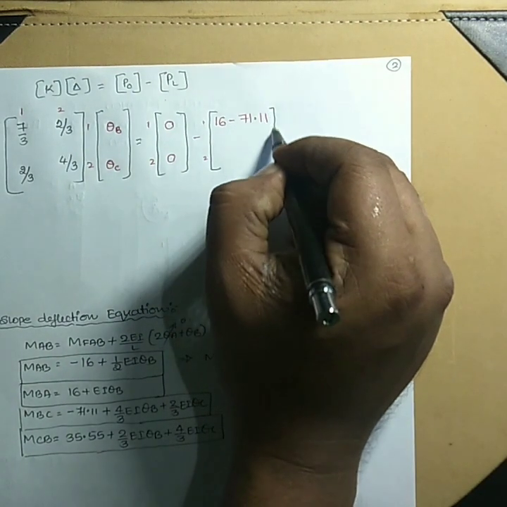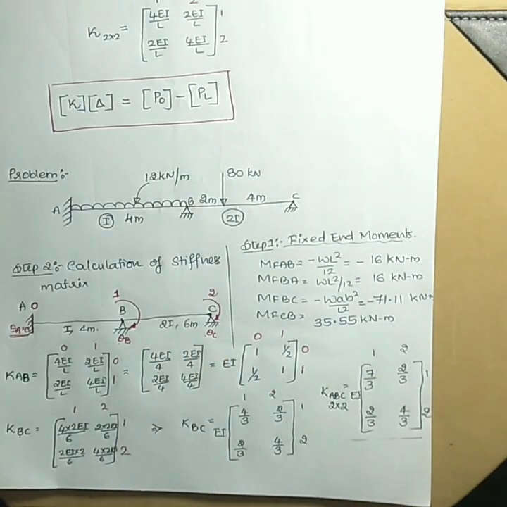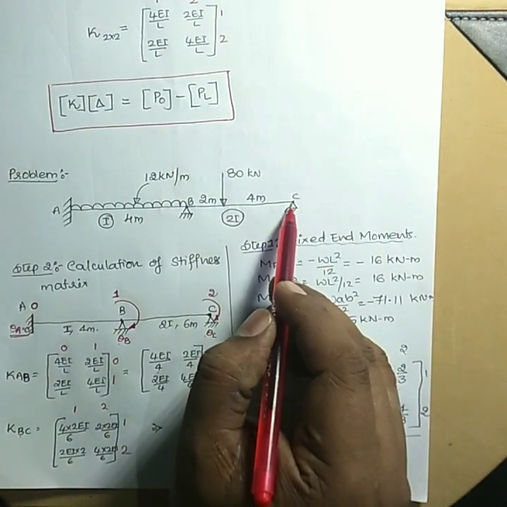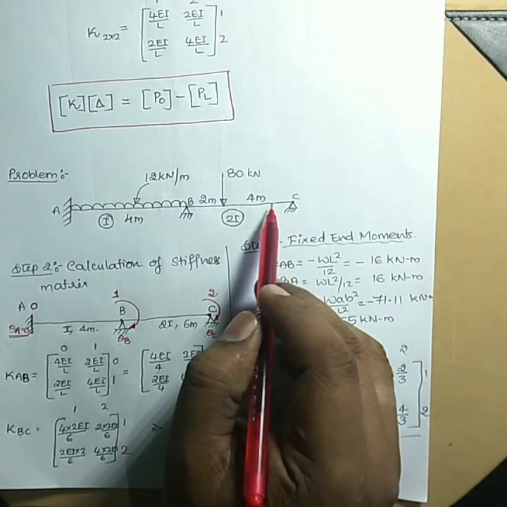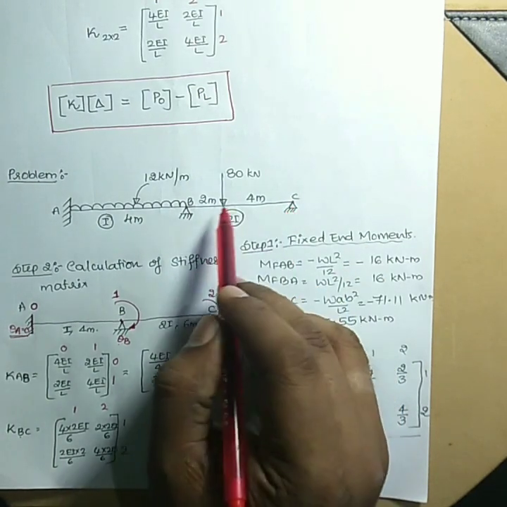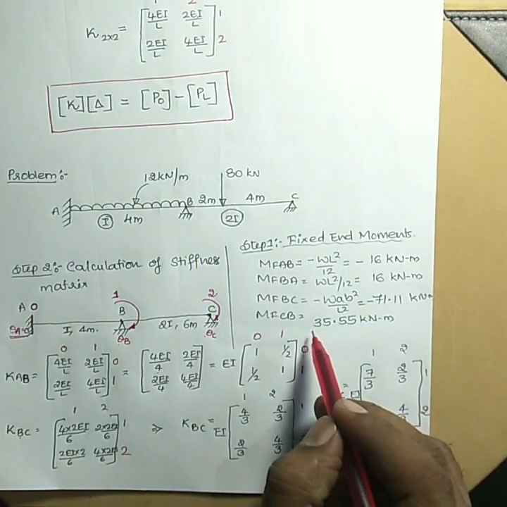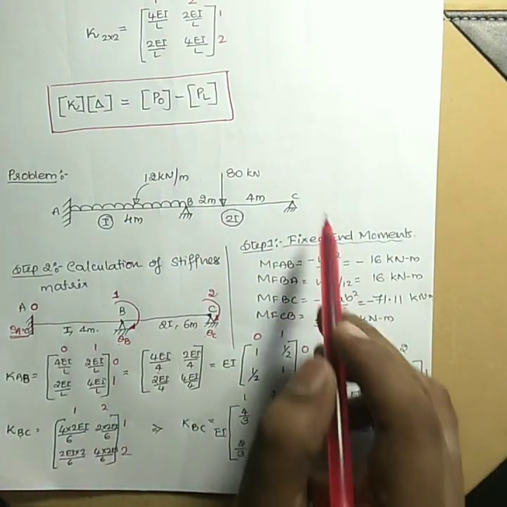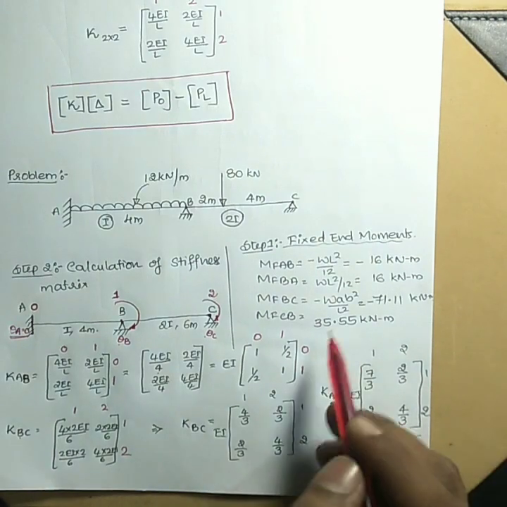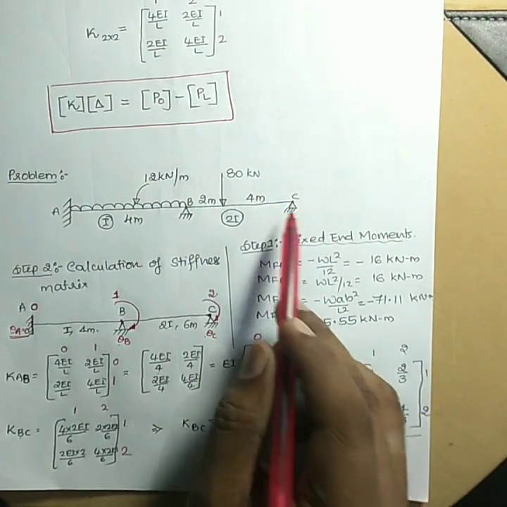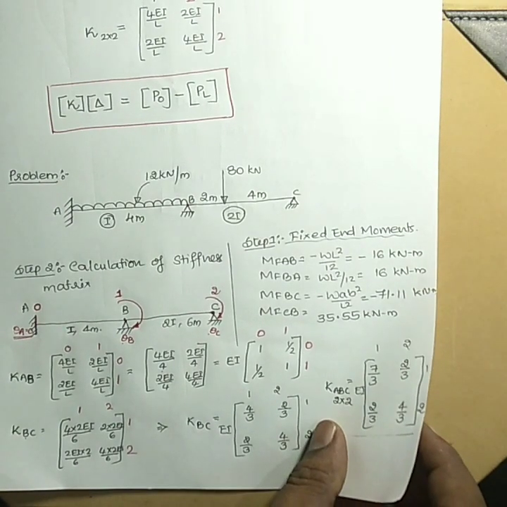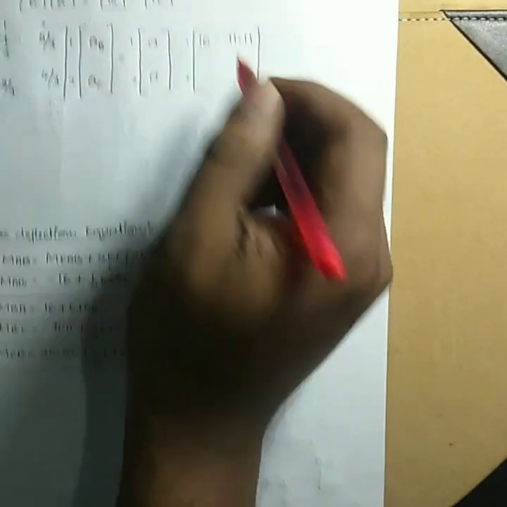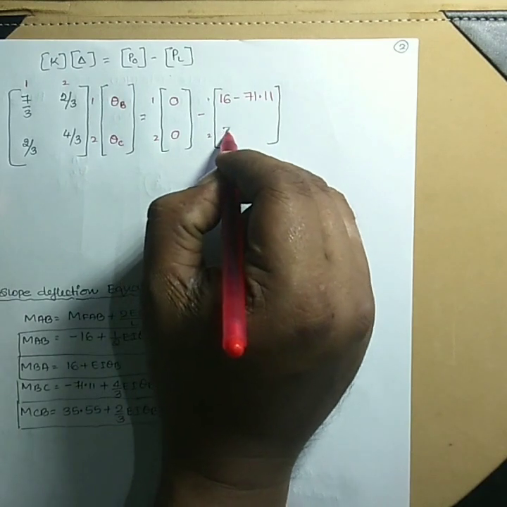Similarly, we have to go with direction 2. In our direction 2, that is at point C, how many fixed end moments are acting? You have only one fixed end moment, that is MFCB. MFCB is 35.55. We don't have the other MFC part. So only one fixed end moment is acting at point C. So that fixed end moment we will write there. That is 35.55.